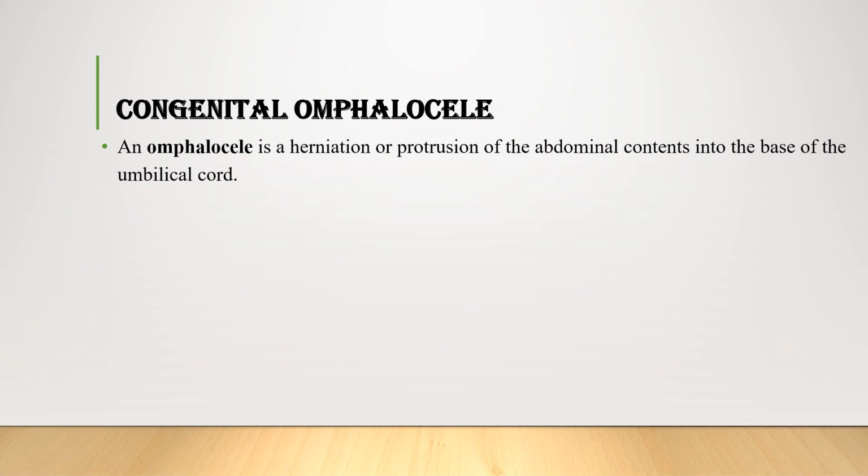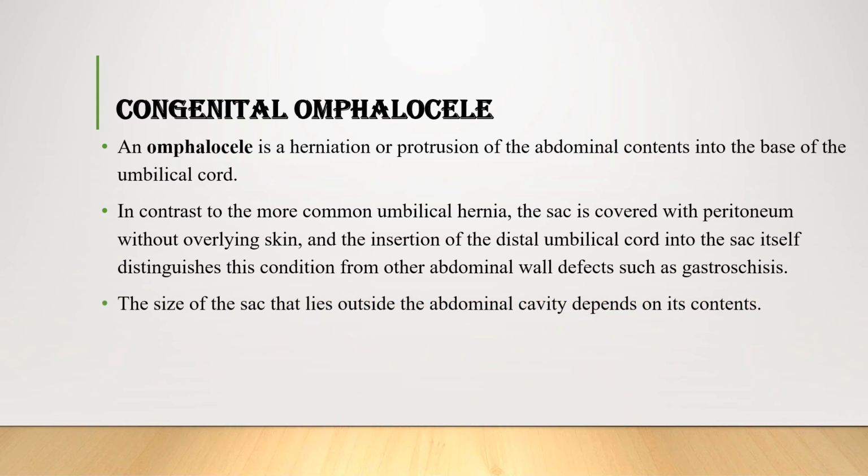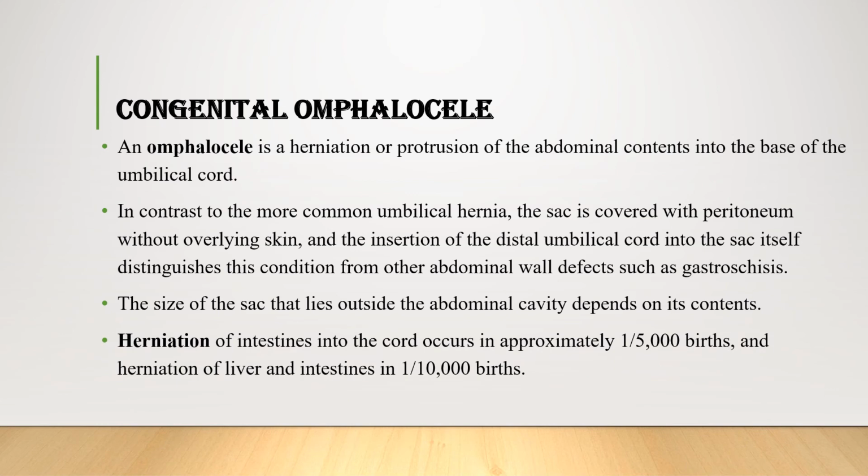The other is congenital omphalocele. An omphalocele is a herniation or protrusion of the abdominal contents into the base of the umbilical cord. In contrast to the more common umbilical hernia, the sac is covered with a peritoneum without overlying skin, and the insertion of the distal umbilical cord into the sac itself distinguishes this condition from other abdominal wall defects such as gastroschisis. The size of the sac that lies outside the abdominal cavity depends on its contents.